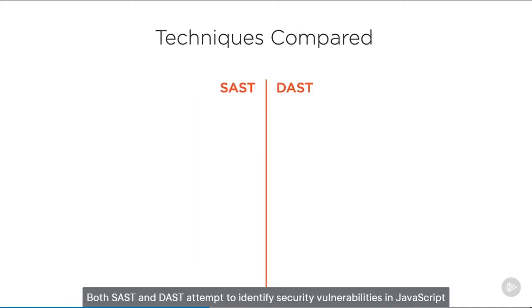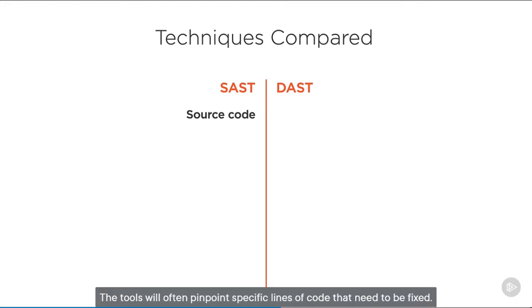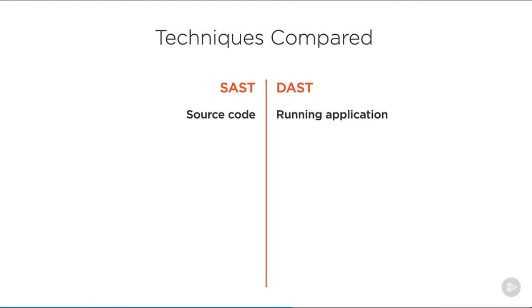Both SAST and DAST attempt to identify security vulnerabilities in JavaScript applications. SAST requires access to the source code to analyze. This makes it applicable to a broad range of applications, but it is not a good fit for proprietary applications where we don't have access to the internals. Working at the source code level allows static analysis tools to be very precise in locating the vulnerabilities. The tools will often pinpoint specific lines of code that need to be fixed.